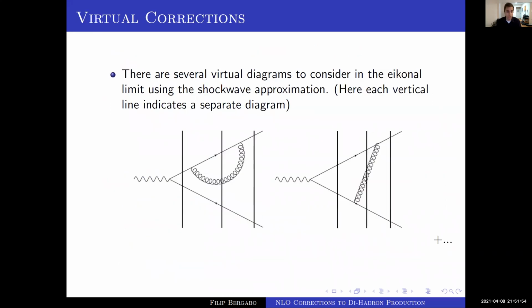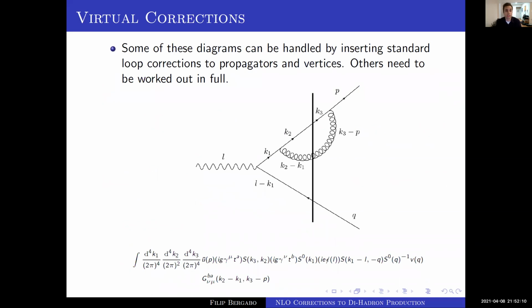We also have virtual corrections. So here we show these diagrams. And there are several of these, and each of these vertical lines here signifies a totally separate diagram in the shockwave approximation. Some of these virtual diagrams can be handled using standard results in renormalized QCD. Others, like this one shown here, will need to be worked out in full. So here you see also a preliminary expression for the amplitude for this diagram.